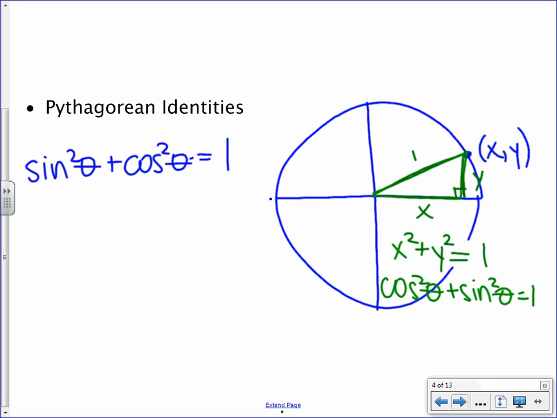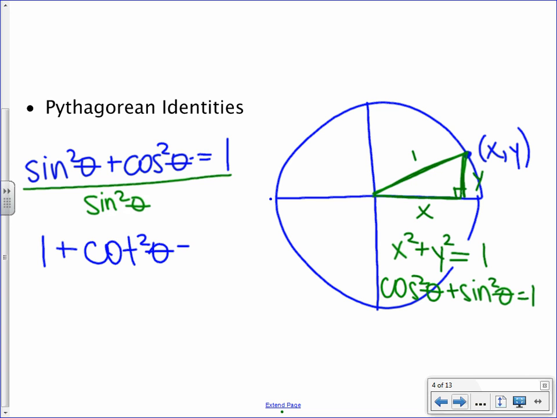reciprocal and quotient identities. Okay? So what I want you to imagine, don't write this down yet, just think this through with me. What I write in green, don't write. If we divide both sides by sine squared theta, what is sine squared divided by sine squared? 1. What is cosine squared over sine squared? Careful. Cotangent squared. And what is 1 over sine squared? Cosecant.